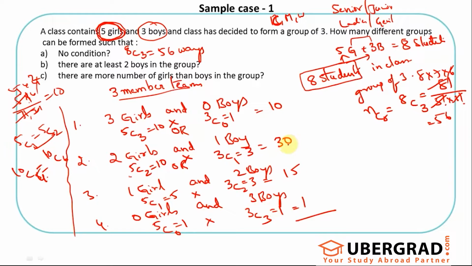Add them: 10 plus 30 is 40, plus 15 is 55, plus 1 is 56 ways, which is what we calculated here. Over there I just counted 8 students taken 3 at a time, which is 56 ways, similar to this. Why? Because that is the only thing I can do. If I want to make a group of 3 people from this class of 5 girls and 3 boys, which is 8 students, then I have choices like selecting 3 girls and 0 boys, 2 girls and 1 boy, 1 girl and 2 boys, 0 girls and 3 boys.